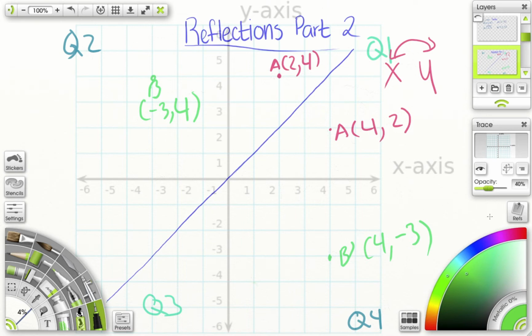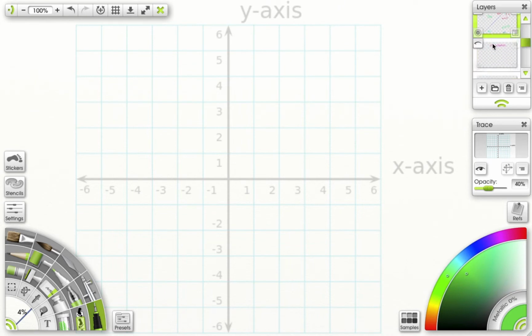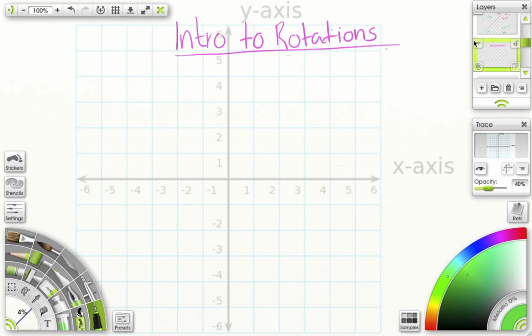The next thing we're going into today is rotations. Rotations is one I find a lot of students have trouble with. So today we're actually just going to do points. And I'm going to talk about the different types of rotations first and foremost. I'm going to label my quadrants because it'll be easier to show you where things end up with the quadrants labeled. So I have quadrants 1, 2, 3, and 4.